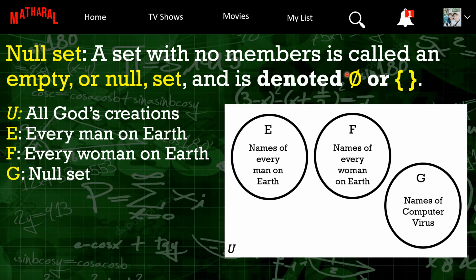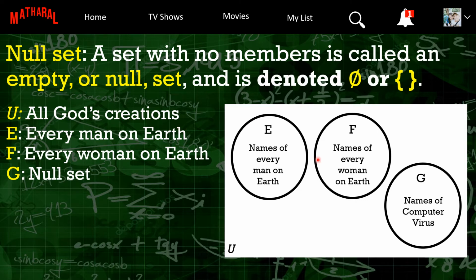It is denoted with zero slash or an empty set. Na tulad po nito, open and close curly bracket. So, in here, we define universal sets as all God's creations.